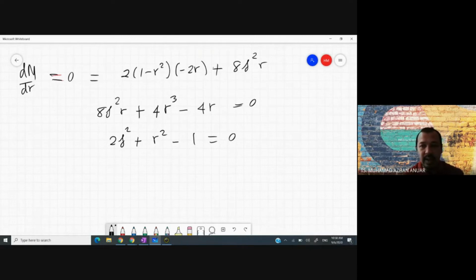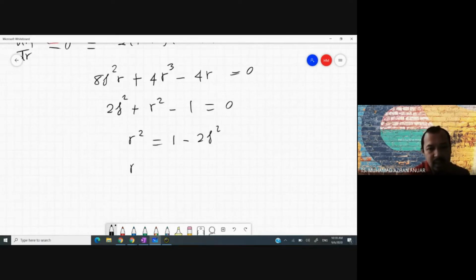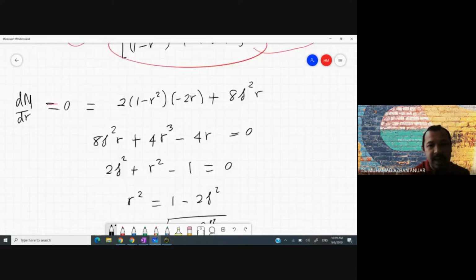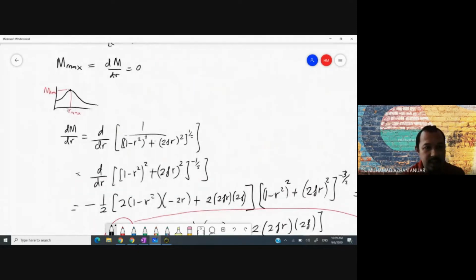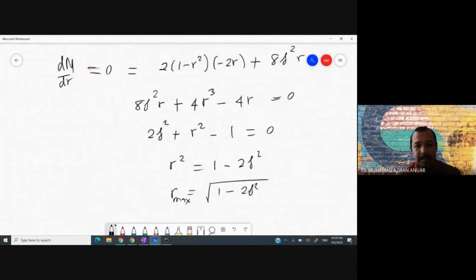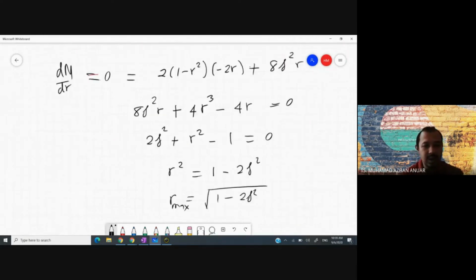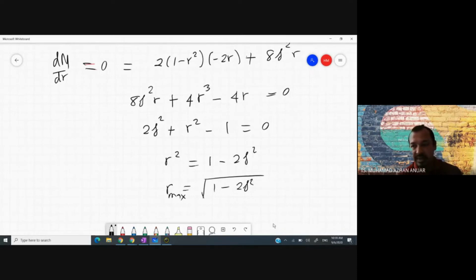And if we rearrange this further, we get r square is equal to, bring 1 to the other side, you get 1 minus 2 zeta square. And then we know that r is equal to the square root of 1 minus 2 zeta square. So this is the value of r max. So you get the maximum r value for maximum magnification factor.